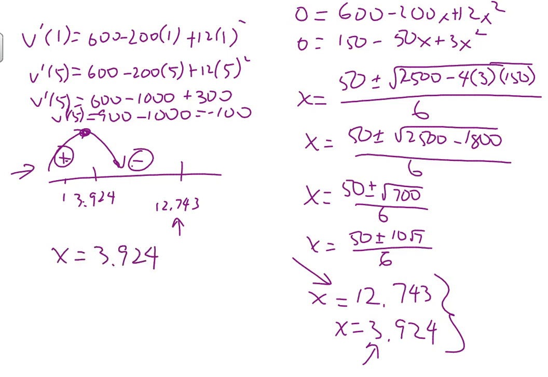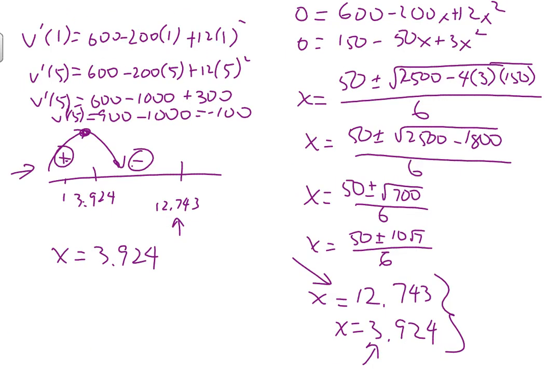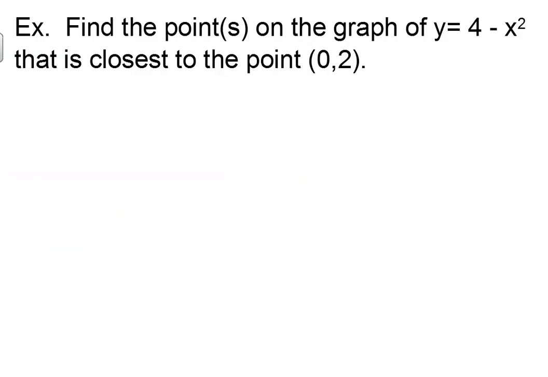Well, again, if x is how much I'm cutting off at each side, I can plug that 3.924 in for this x here and this x here and find out the length and the width that would also find those maximum and minimum values. All right, guys, let's take a look at one more example here for optimization.